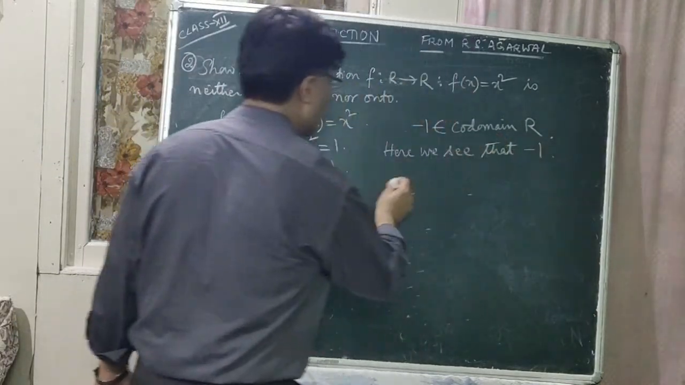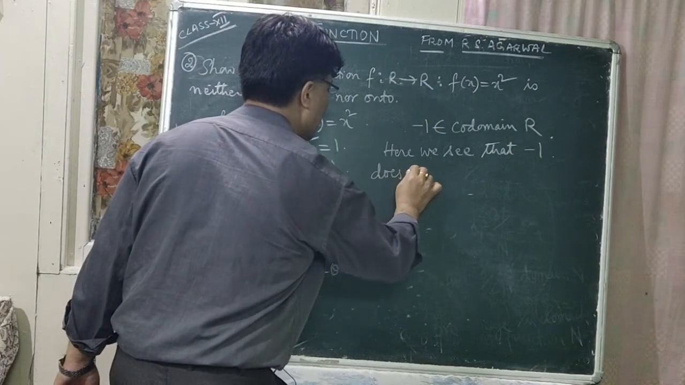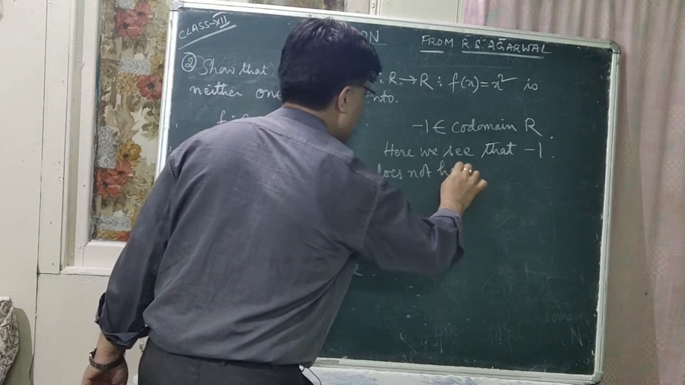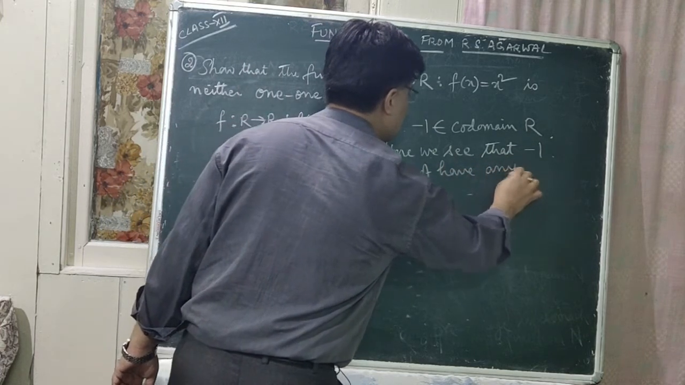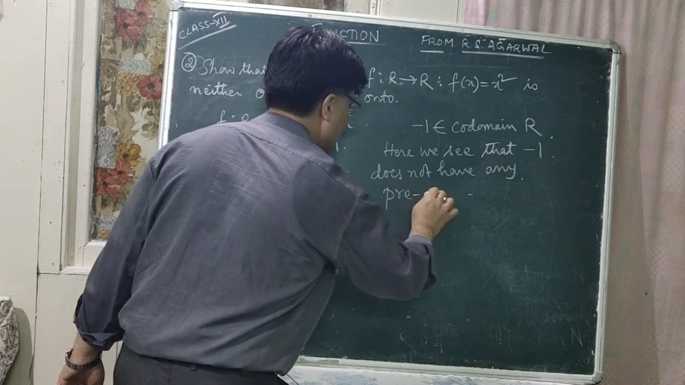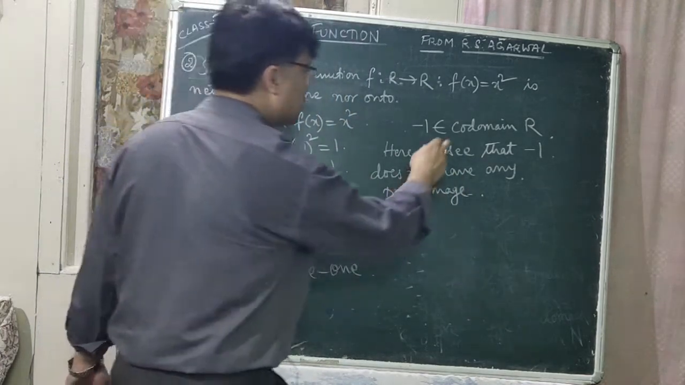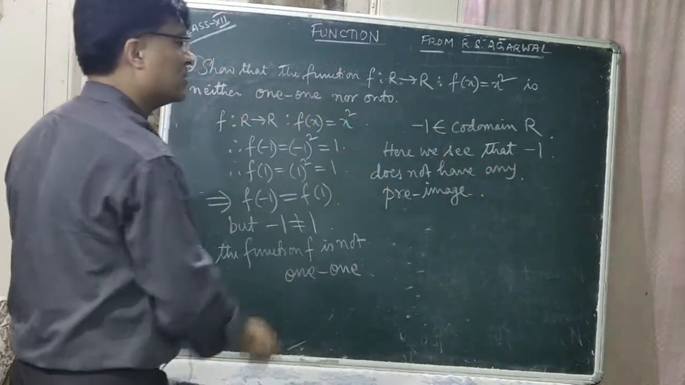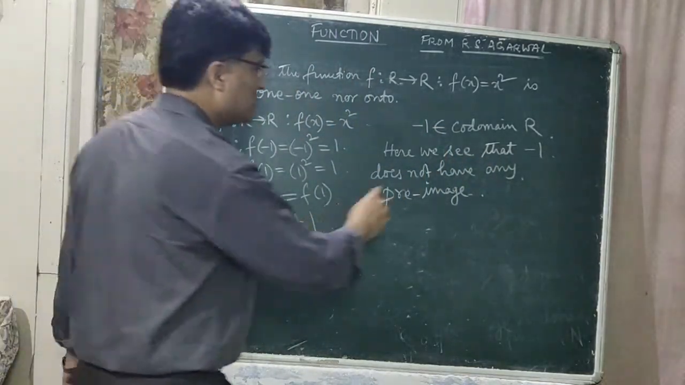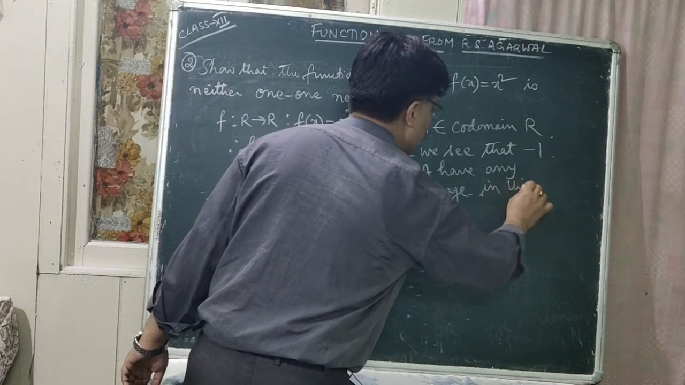So here we see that minus 1 does not have any pre-image. This minus 1 does not have any pre-image in the domain R.